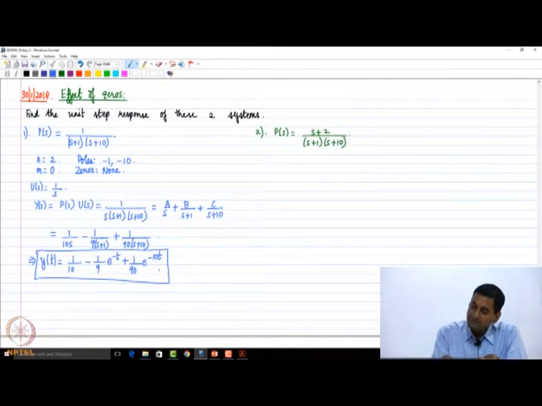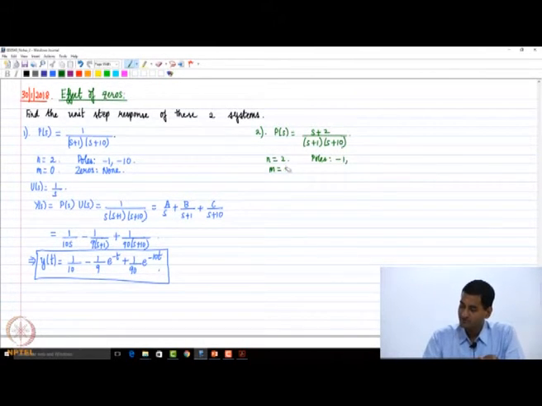So let's do the same process for this problem. Once again n is 2, m is, sorry, m is 1, thank you. So the poles are at minus 1 and minus 10, and there is one zero at minus 2. That's the only difference between these two systems. The difference between problem 1 and problem 2 is that we have introduced a zero at minus 2. Let's calculate the unit step response.